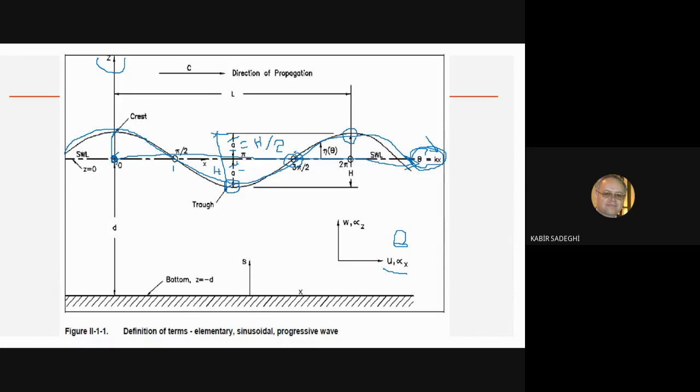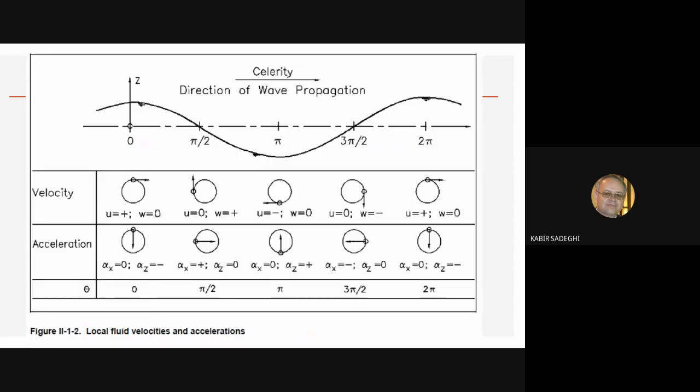And you remember that at the bottom, the sea floor, Z is minus D, because zero Z is here. This is sea level, zero Z. And because of D, this is minus D. Later, we see the table of formulas for the Airy function.